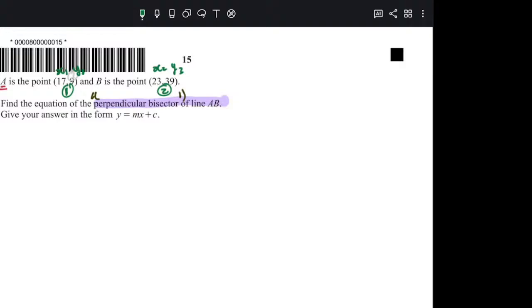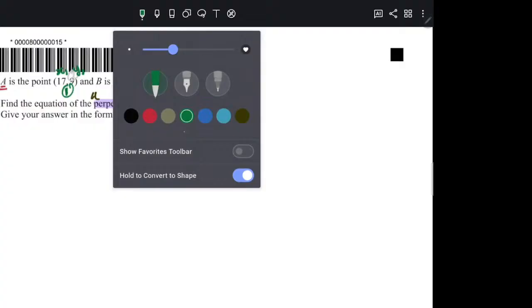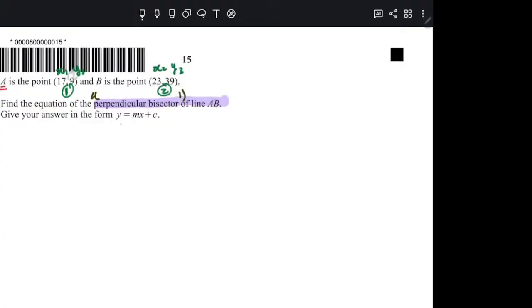Everything at 1 is x1, y1. At 2, it's x2, y2. So we have point 1 and point 2, the 2 points. Always number your points. These points are given to you so that you number them and you use them. So I've numbered them, now I can use them. What you're going to say is, I need to find the perpendicular bisector, so this is the one I need to find.